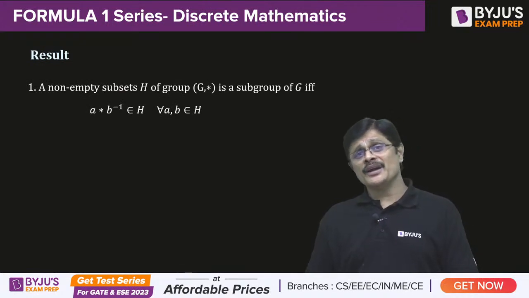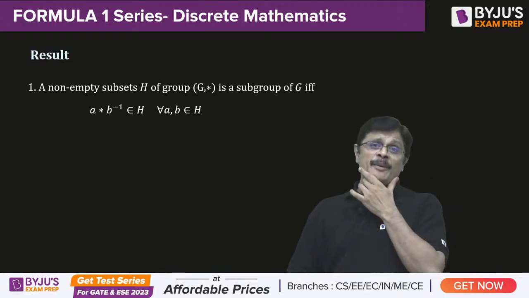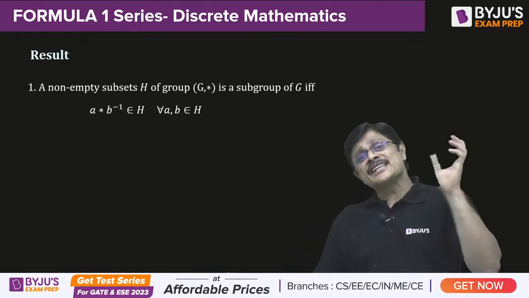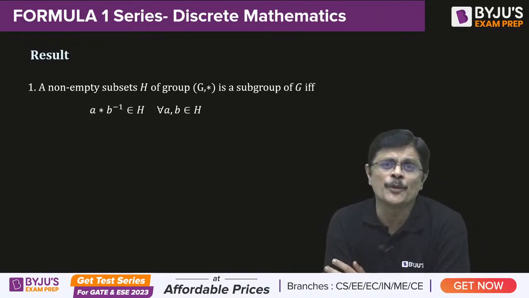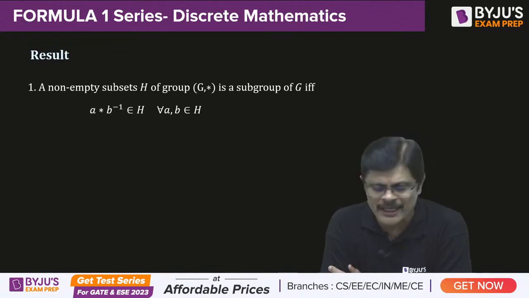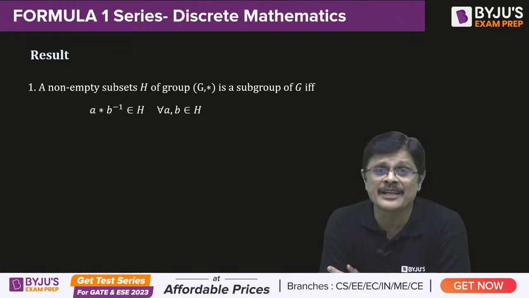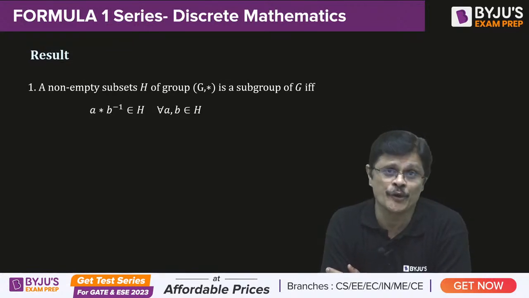And if you know a group, the subgroup can be identified just with this property, because a subset which itself is a group is called a subgroup. But if you want to prove that a subset is a subgroup, you have to verify all the properties: closure, associativity, existence of identity, and existence of inverse. But without doing all that, just by using this property, we can verify it. That is, A star B inverse belongs to H for all A, B belonging to H. If you do it, then it becomes a subgroup, my dear friends.